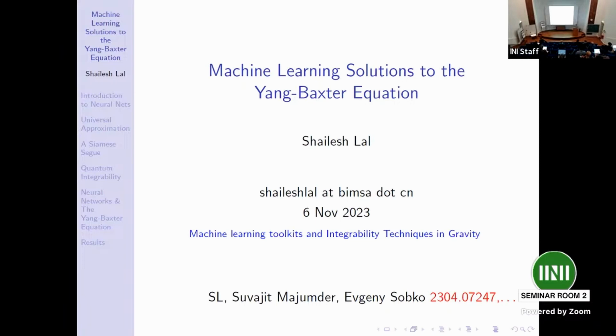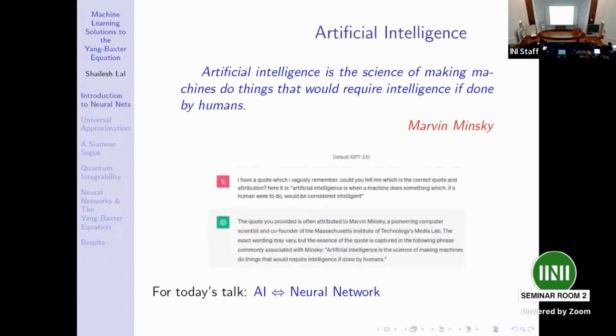Okay. So what is artificial intelligence? So as usual, it's better to show rather than tell. So let me tell you about this little quote over here. It's by Marvin Minsky, and it's the science of making machines do things that would require intelligence done by humans. And for the purposes of the talk, I will assume that solving problems in mathematical physics is a sign of intelligence.